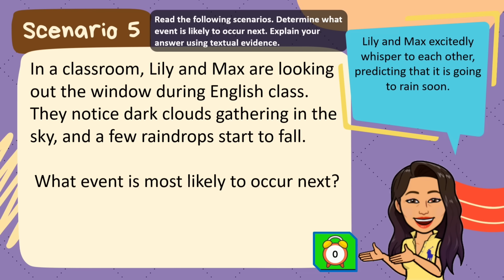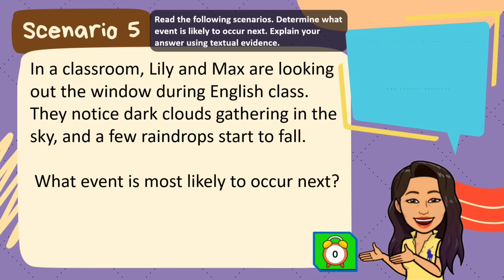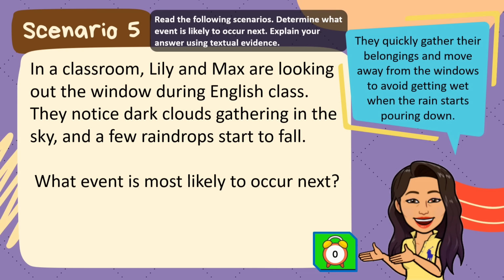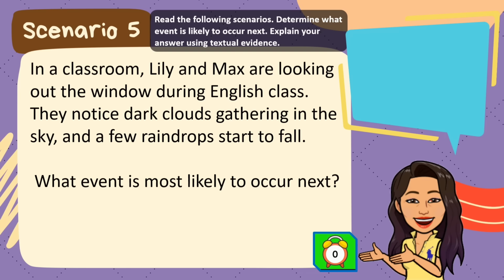Well, with this situation, you may say that Lily and Max excitedly whisper to each other, predicting that it is going to rain soon. And you could also add, they quickly gather their belongings and move away from the windows to avoid getting wet when the rain starts pouring down.